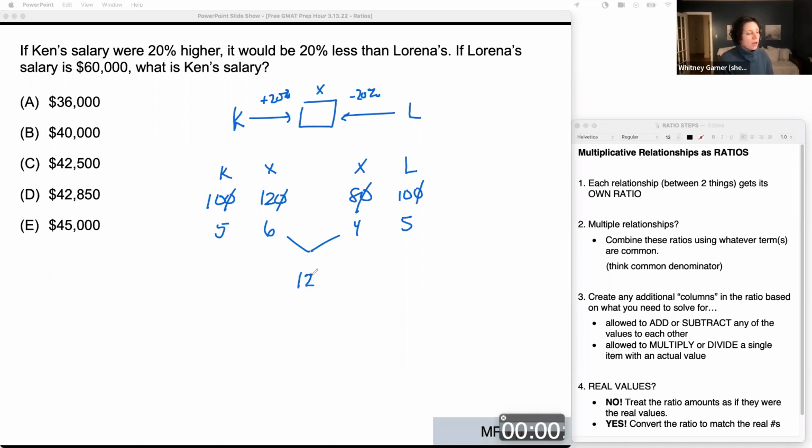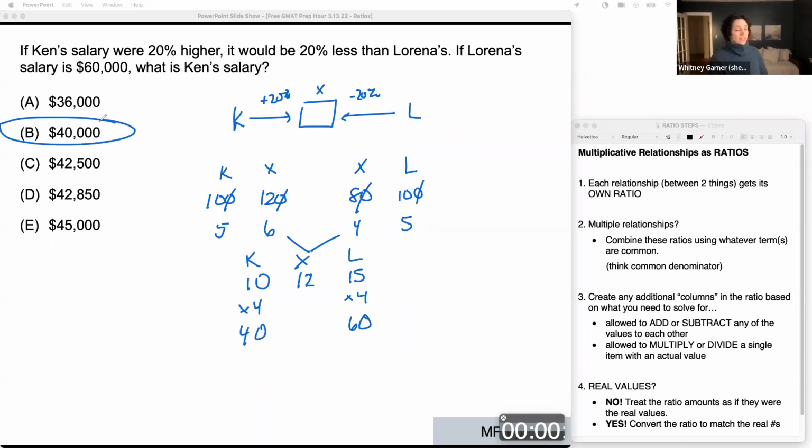So if I get to 12, I'll multiply this one by 3, so this is 15. I multiply 6 by 2, so this is 10. So Ken, mystery amount, Lorena. Now Lorena actually makes 60,000, which is 4 times bigger. So Ken must actually make 40,000. So I can add items for whatever I want. I can stick them in there for literally whatever I want.